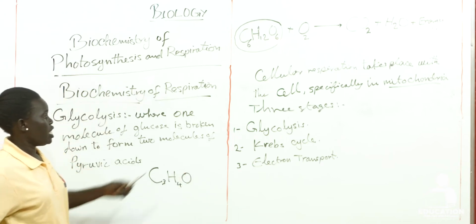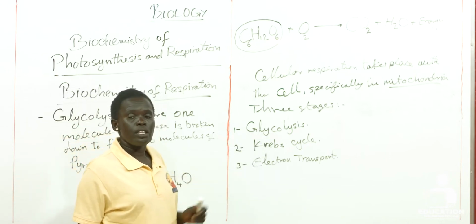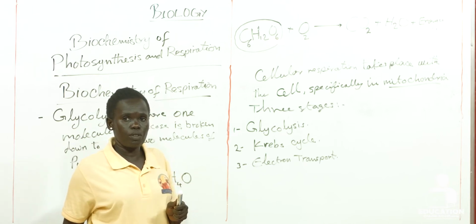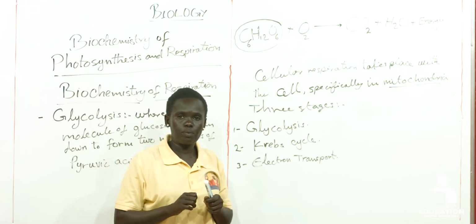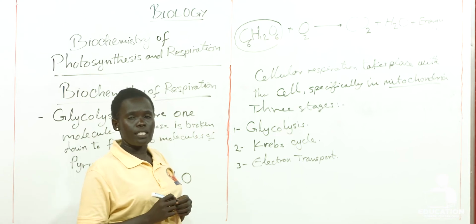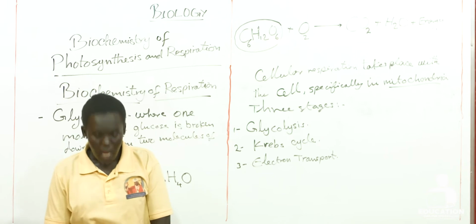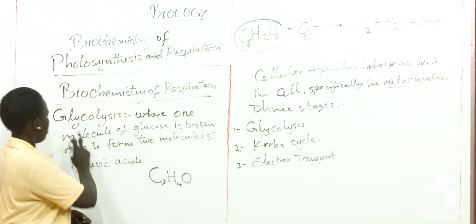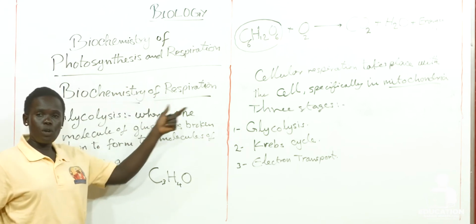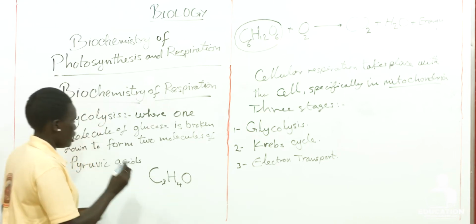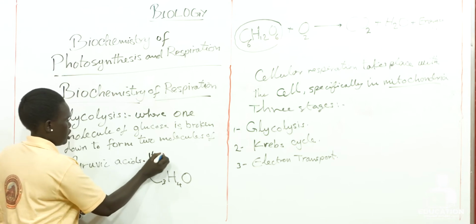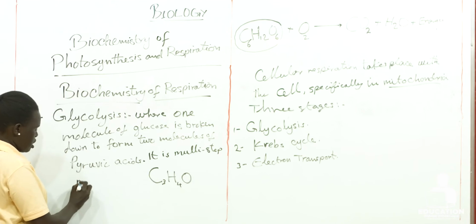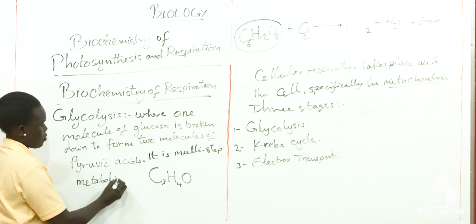That means under this stage, there's a chemical process taking place. What is that chemical process? It is the breaking down of glucose. This glucose first should be broken down into two molecules of pyruvic acid. And this process of glycolysis is a multi-step metabolic pathway.